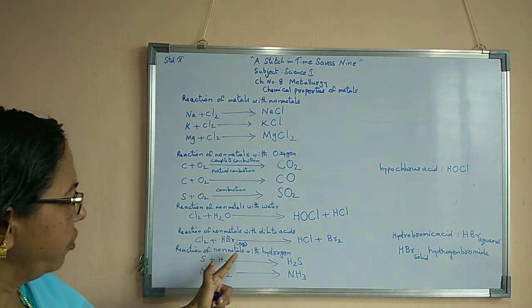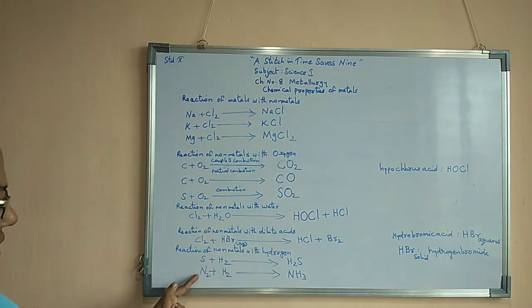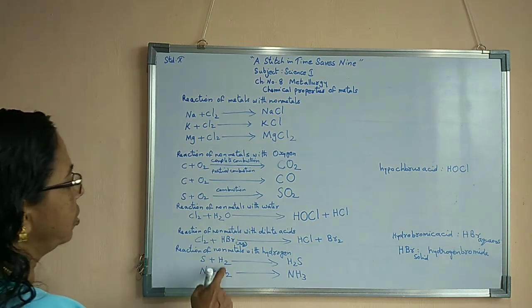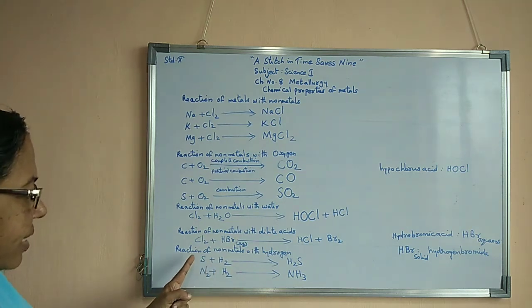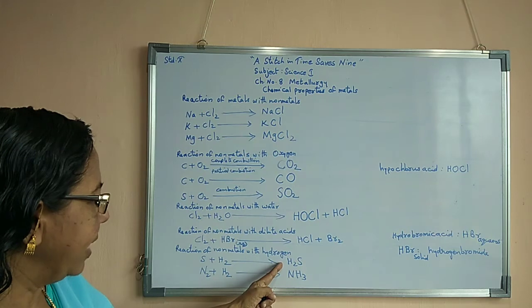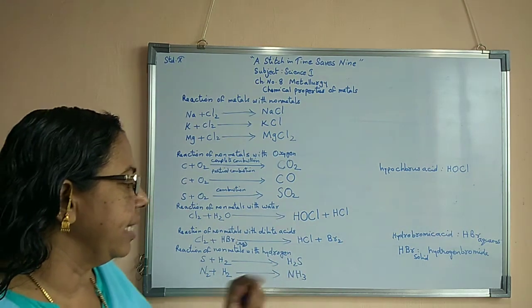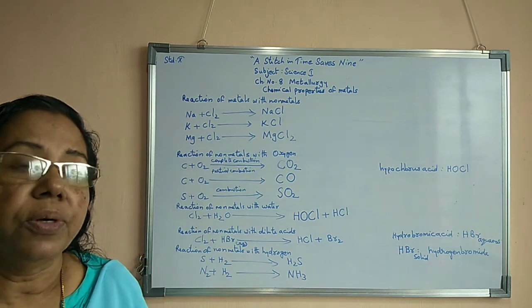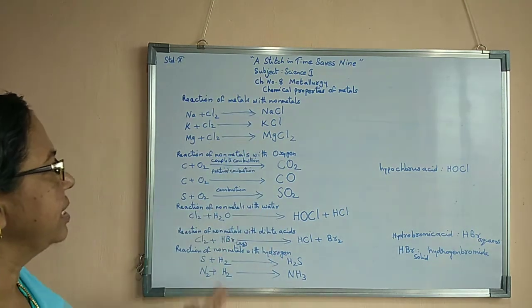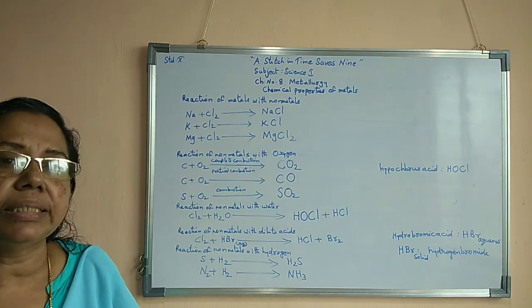Here now reaction of non-metals with the hydrogen. For that, sulfur as well as nitrogen we have taken. Both of them are reacting with hydrogen. When sulfur reacts with the hydrogen, hydrogen sulfide is forming. When nitrogen reacts with the hydrogen, ammonia is forming. Now, we have written all equations. Now our duty is to balance the equation.